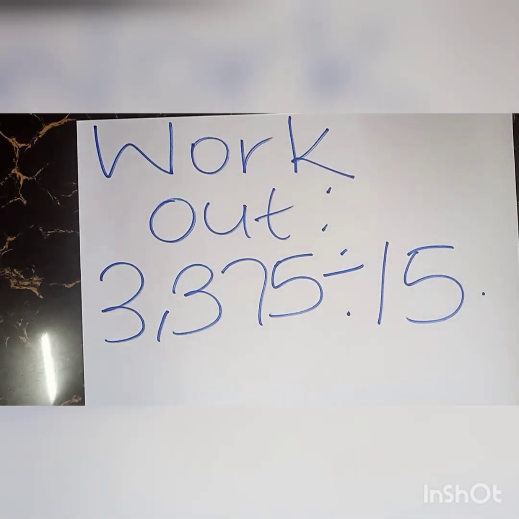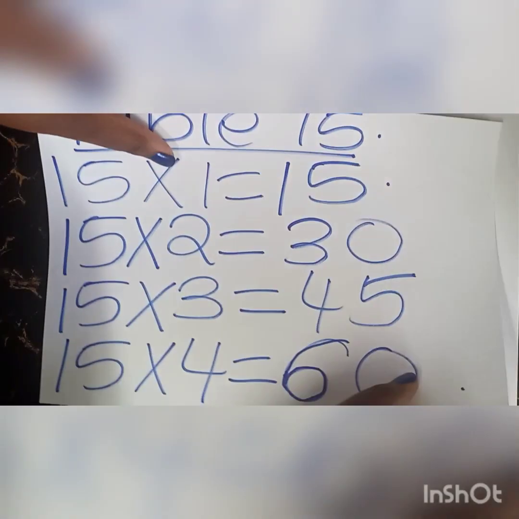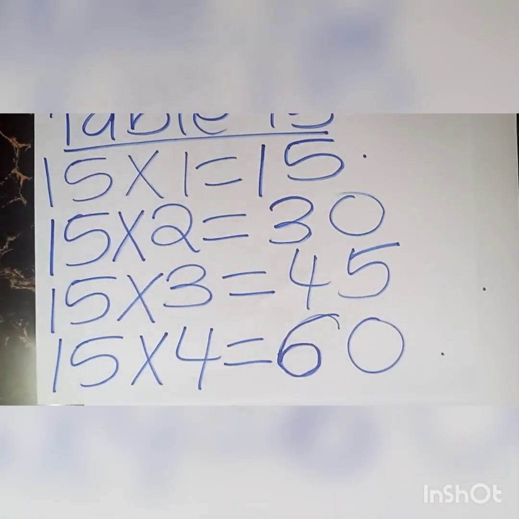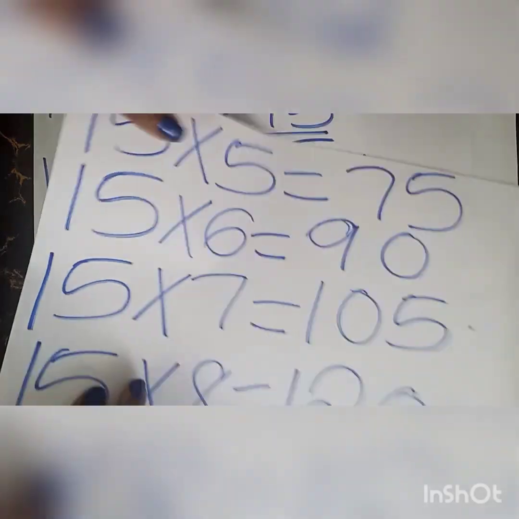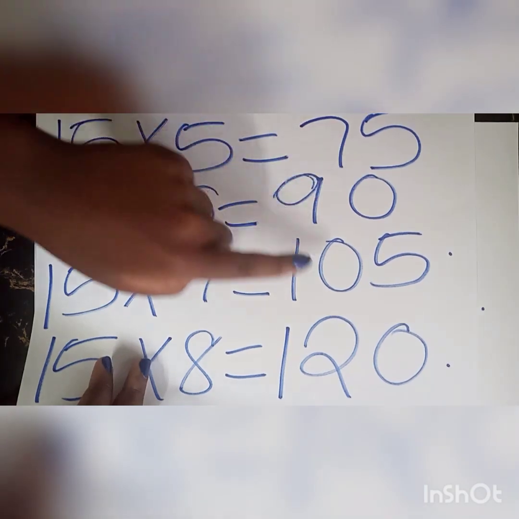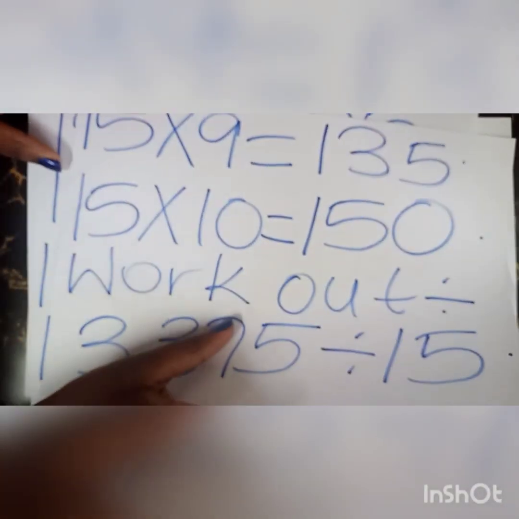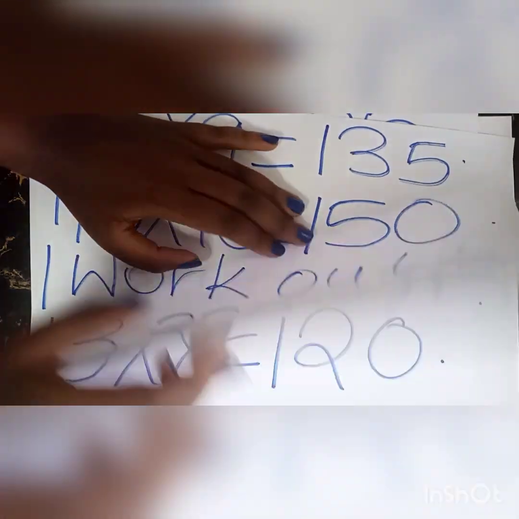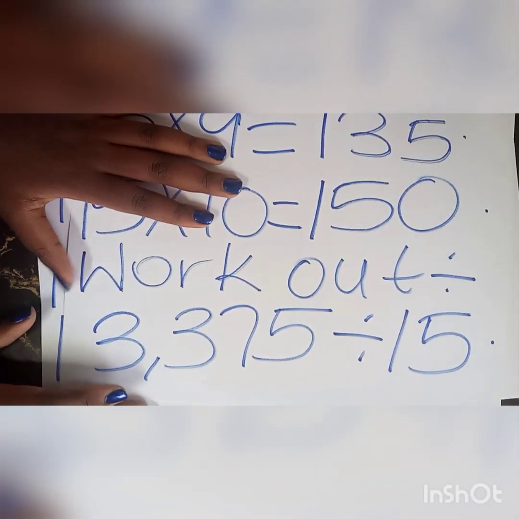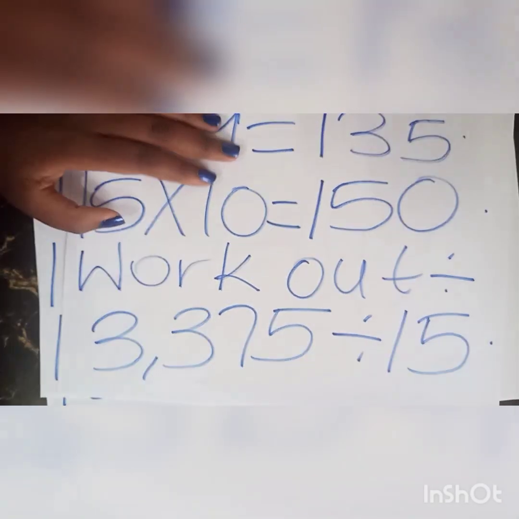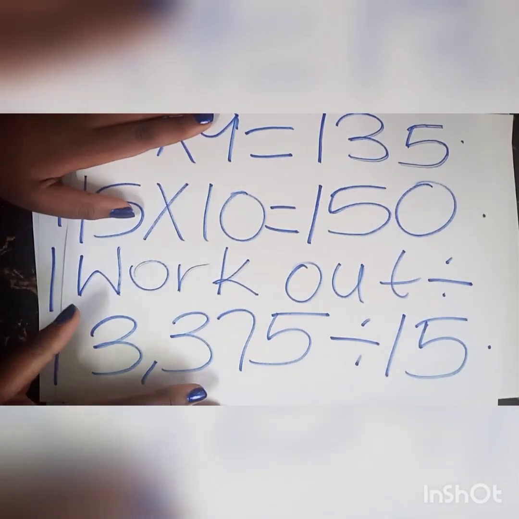This is what you said about table 15. This is 15 times 1, times 2, times 3, times 4, times 5, times 6, times 7, times 8, times 9 and times 10. So this is basically what we said about table 15. So now we can answer this question very easily.